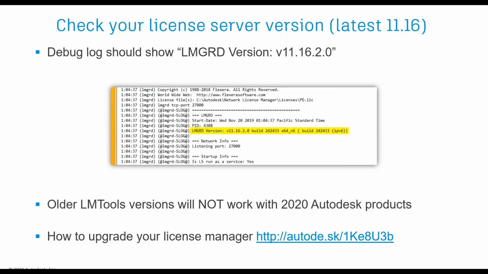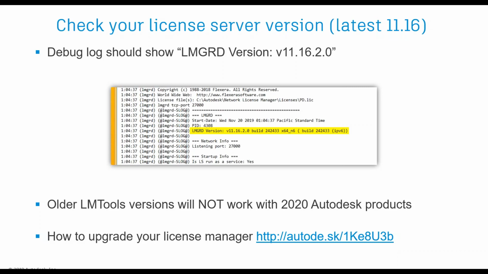So how do we check which version of LM tools we are running? Sometimes we may have different versions of LM tools. I've seen this many times. Perhaps there is an old version, 11.12, 11.13, still on the system, and then we install 11.16. But when we run the LM tools, the clients are not able to pull, for example, version 2020 of AutoCAD.